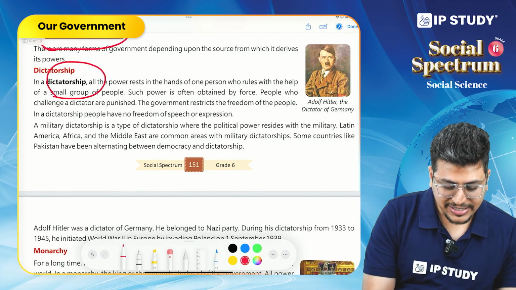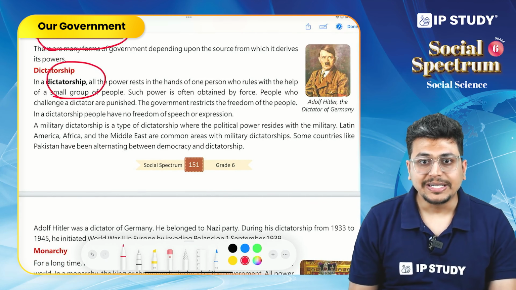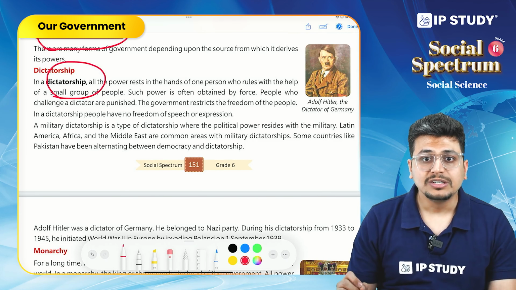First, we have dictatorship. In a dictatorship form of government, all the power lies in the hands of the dictator.